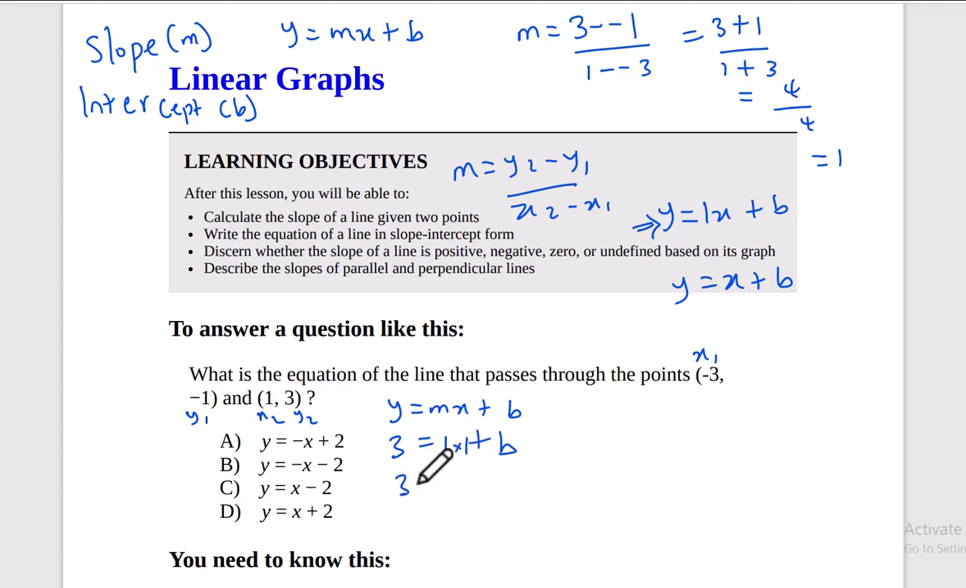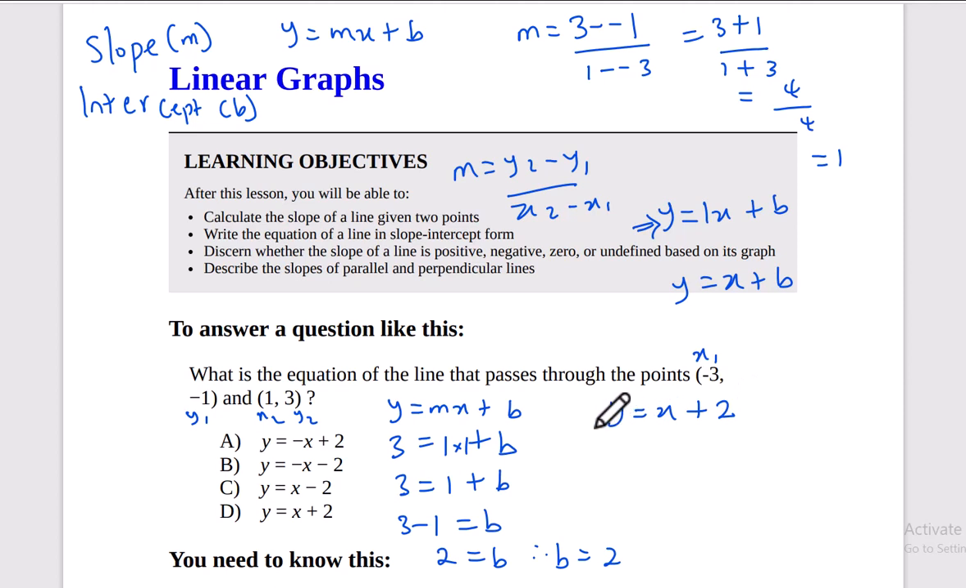So from here I have 3 is equal to 1 plus b. 1 times 1 is 1. So collect like terms: 3 minus 1 equal to b. That's 2 equal to b. So therefore b is equal to 2. If you write the equation, it becomes y equal to x plus 2, because this is 1x. It's as simple as x plus 2.